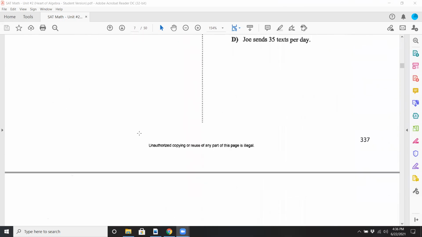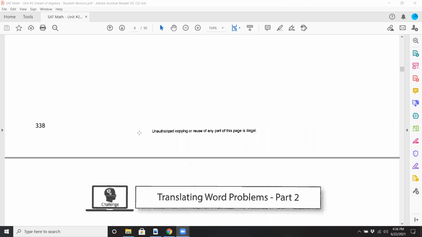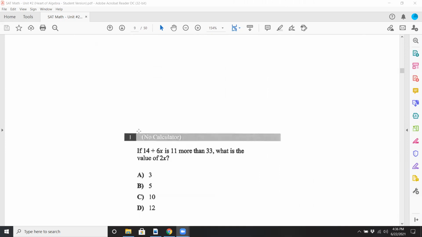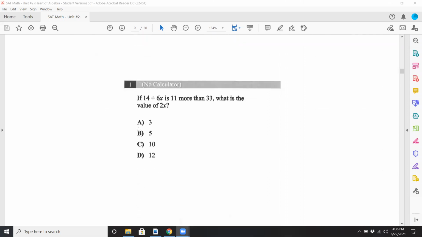So let's keep moving. The next one's kind of the same thing. What I'll do is I'll do one example, then I'll have you guys try a couple on your own. So we'll move on to translating word problems part 2. They do sort of 2 parts. Why do they do 2 parts? Because it's a pretty important topic.